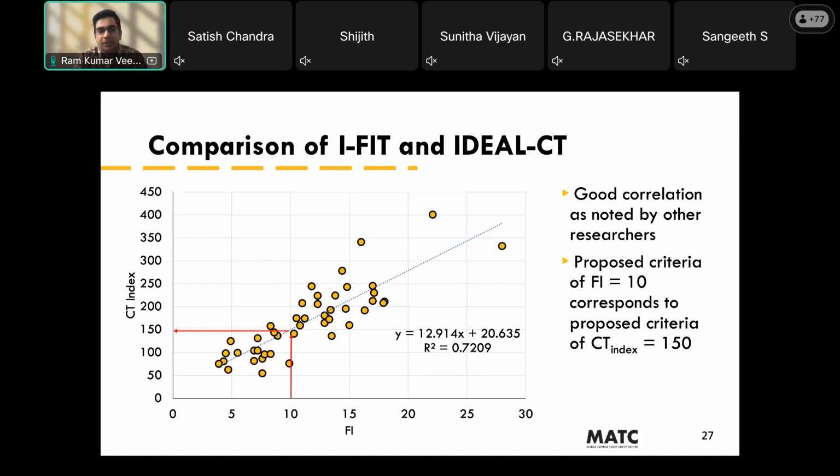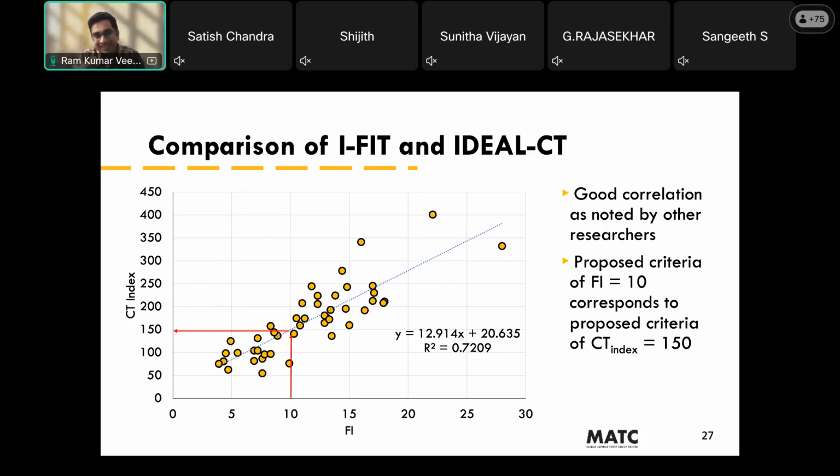So the graph over here shows that a flexibility index of 10 and a CT index of 150 corresponded well with each other. The proposed criteria by Rutgers University of 150 correlated well with what VTrans was seeing with the flexibility index of 10.